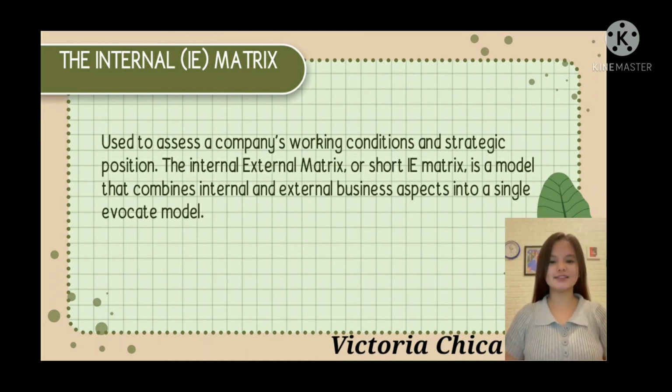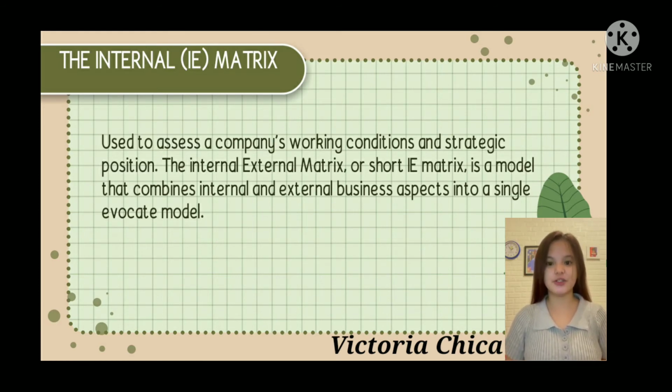The IA matrix can be divided into three major groups that have different strategy implications. First, the prescriptions for divisions that fall into cells 1, 2, and 4 can be described as grow and build. Integrative strategies can be most appropriate for these divisions.